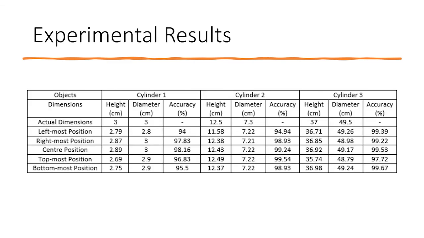Now for each cylinder, we have measured the dimension for 5 different positions. We have shifted each cylinder in left, right, up and down position with respect to the optical axis of the camera. The results show that this method has the lowest accuracy of 94% for the plastic cup in leftmost position, and it achieves the highest accuracy of 99.54% for the can in the topmost position. As we can see, the diameter of the cylinders are quite accurate in all cases.